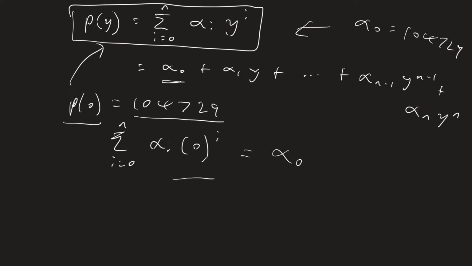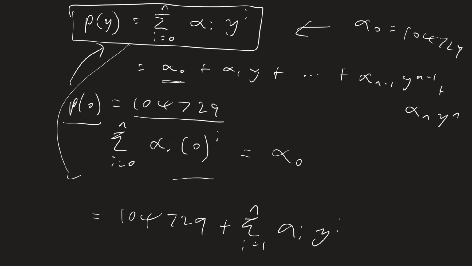Now the next step is that I can expand this summation into the i equals 0 term, so it's equal to 104,729 plus the sum of i equals 1 to n of alpha i y to the i.